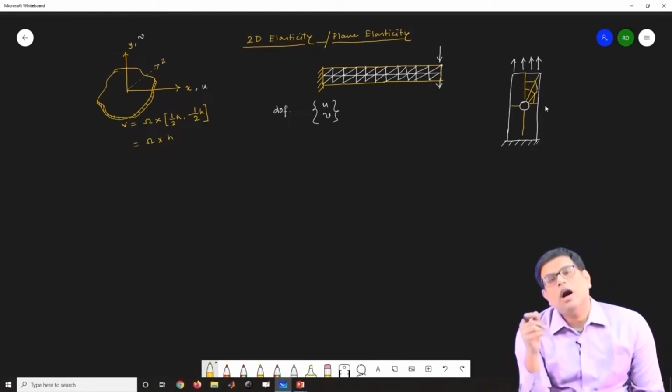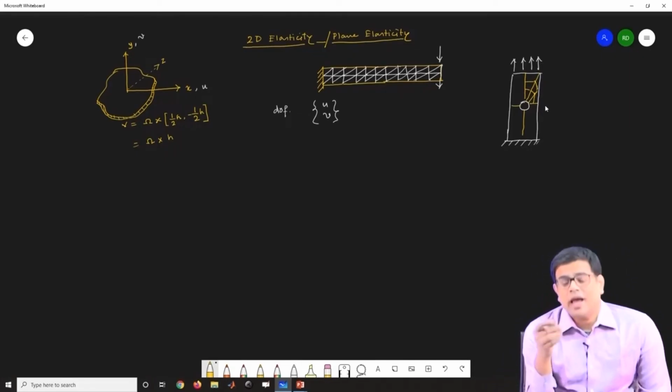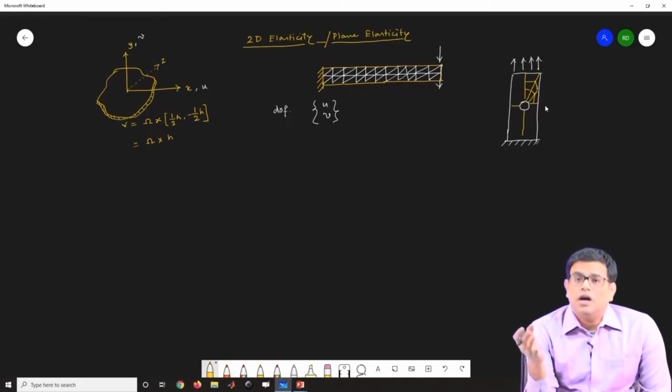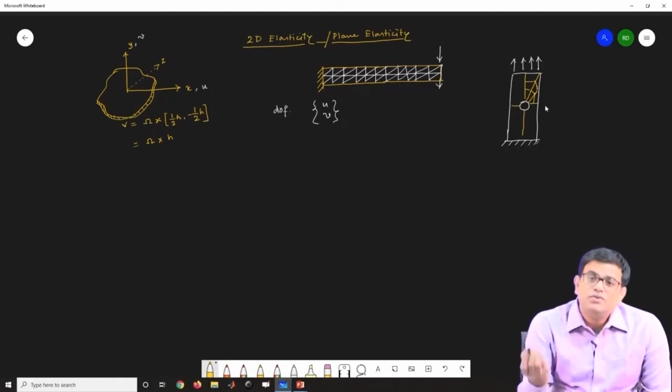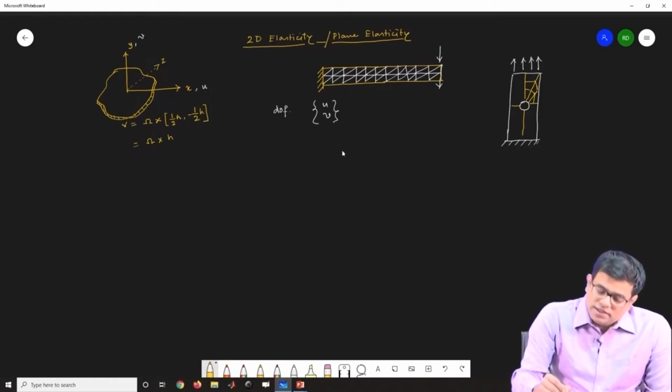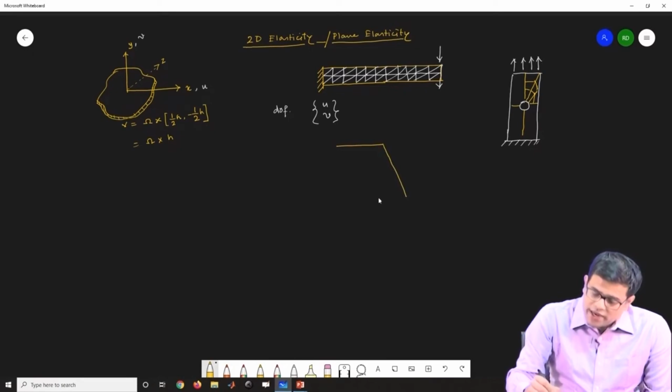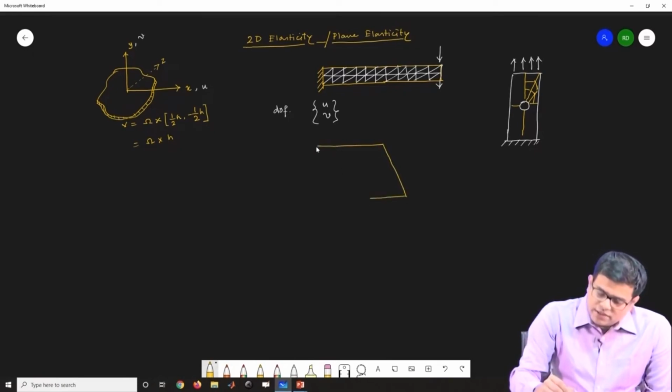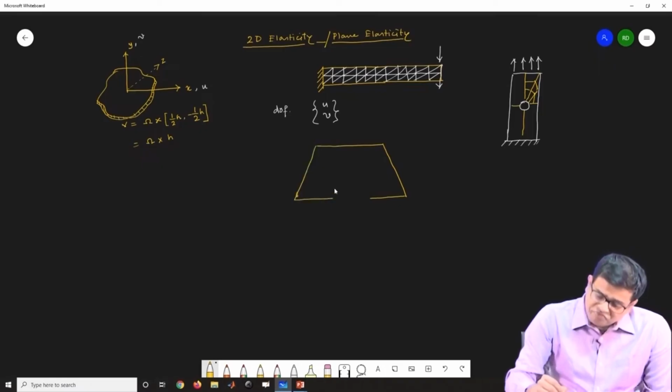Now, this type of problem we know is a plane stress problem. Another kind of problem is the plane strain problem. For instance, if you want to solve a dam problem, where the thickness direction is very large or highly thick, something like this.